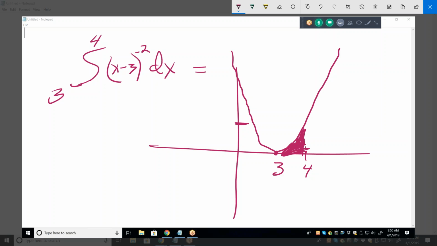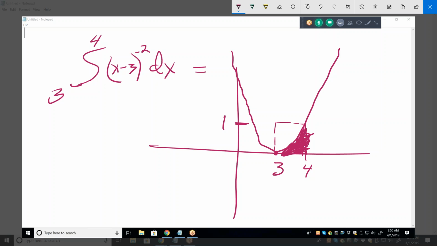What's this value right there? That is 1. Is that area less than 1 or greater than 1? Is the area that I've shaded in there less than 1 or greater than 1? It's 1 or less than 1. Well, the rectangle would be 1, so it's definitely less than 1.